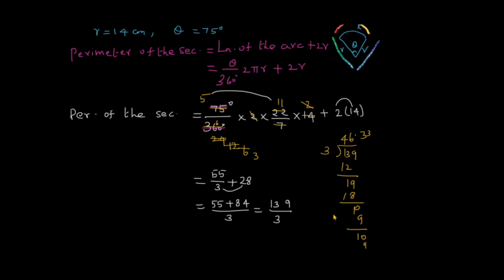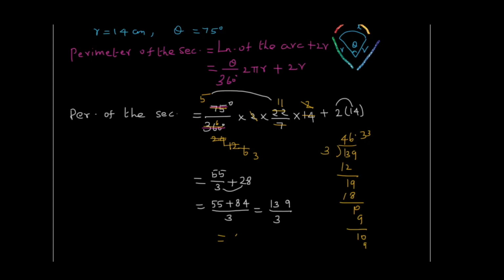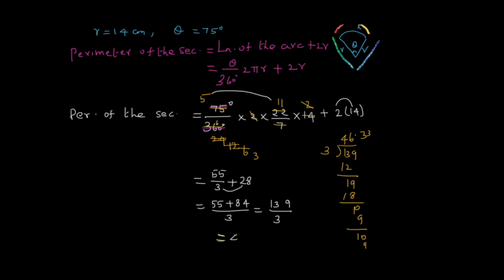So the value here is 46.333, and so on. So approximately we can write 46.3 centimeters. So the perimeter of the sector, when the radius is 14 and the angle is 75 degrees, we will be getting 46.3 centimeters.